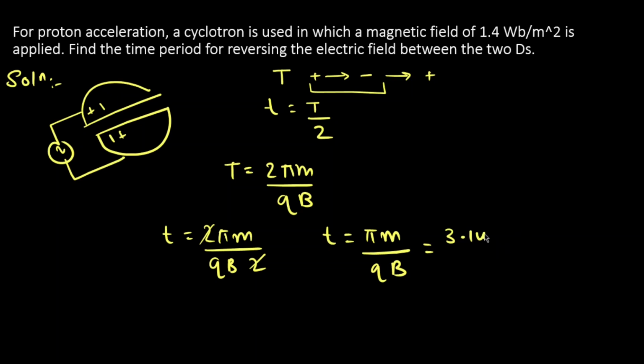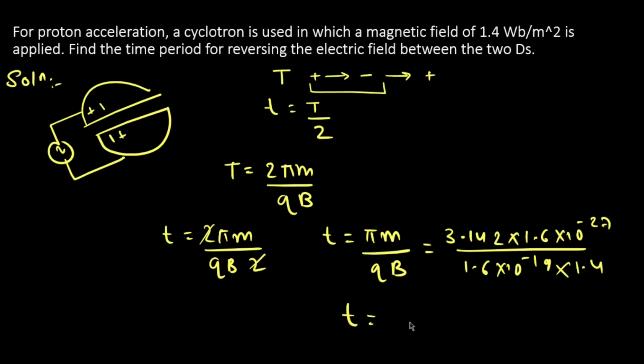Pi is 3.142 into mass of proton is 1.6 into 10 raised to minus 27 kg divided by charge of proton, that is 1.6 into 10 raised to minus 19 into magnetic field, which is 1.4 Weber per meter square, and solving this we get the time to be 2.342 into 10 raised to minus 8 seconds. Let's look at the next sum.